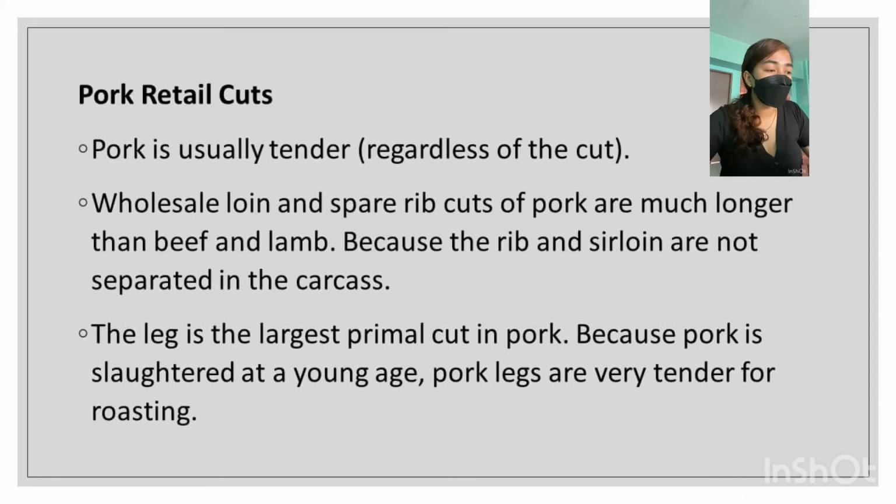Next, we have the pork retail cuts. Pork is usually tender regardless of the cut. So wholesale loin and spare ribs cut of pork are much longer than beef and lamb because the rib and sirloin are not separated in the carcass. So the leg is the largest primal cut in the pork because pork is slaughtered at a young age. Pork legs are very tender for roasting.